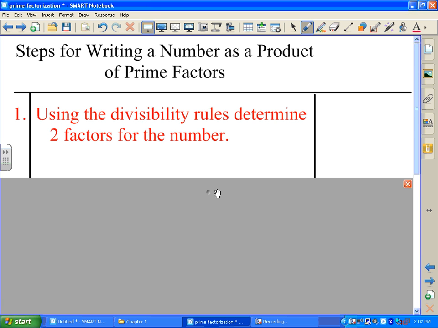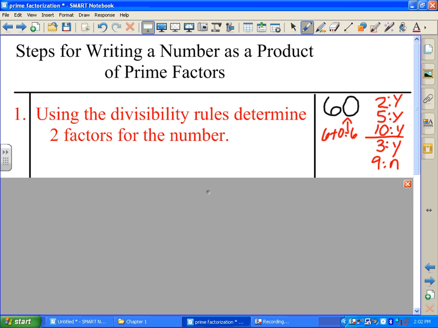Okay, so we're going to use the number 60. So when looking at the number 60, step one is very simple. I'm going to take my divisibility rules for 2, 5, 10, 3, and 9, and I'm going to determine yeses and nos. Now, I see that 60, because the ones digit is a 0, is a yes on 2, yes on 5, yes on 10. 6 plus 0 equals 6, so it's going to be a yes on 3 and a no on 9.